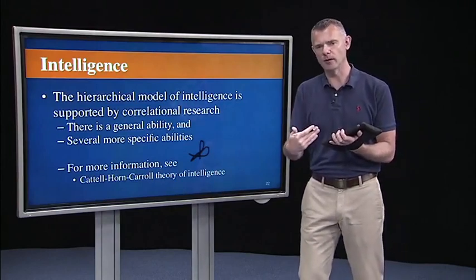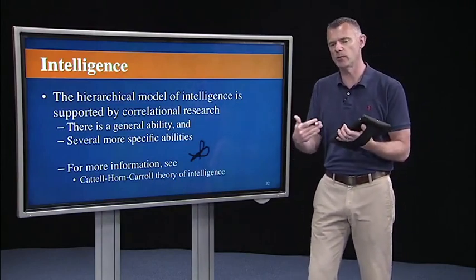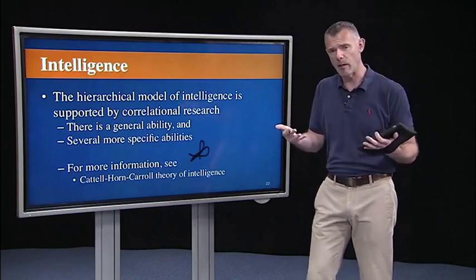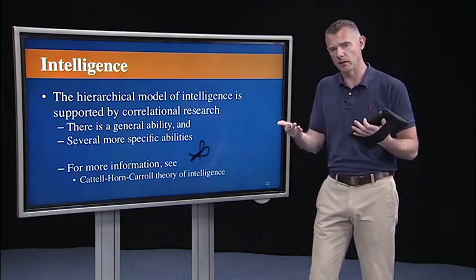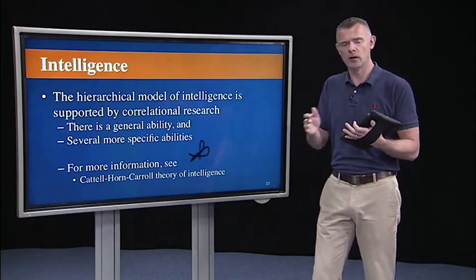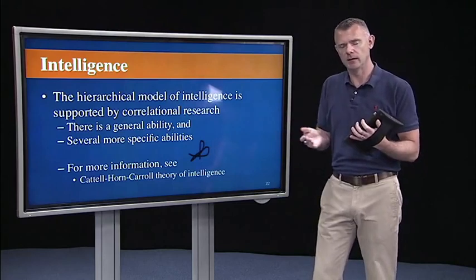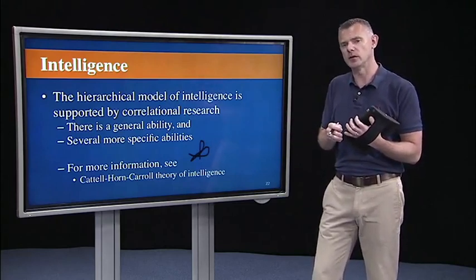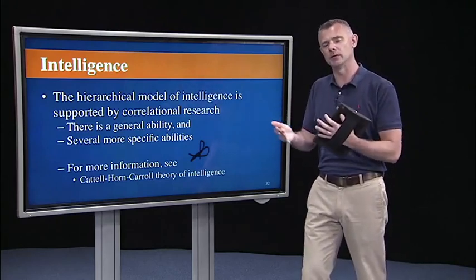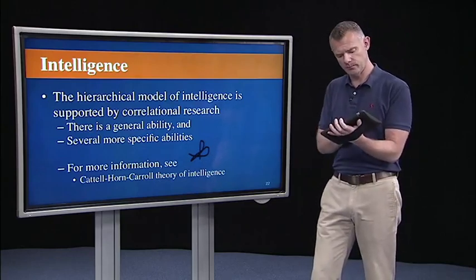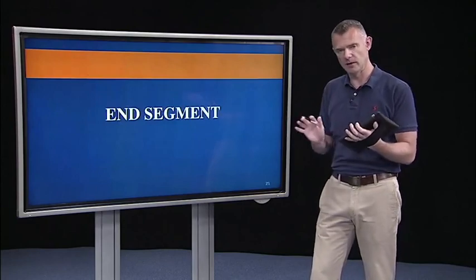Again, why is it the prominent theory of intelligence? Because it's supported by years of correlational research, looking at patterns of correlations among lots of different test scores. No experimental research per se. We're not manipulating anything in those studies. We're just looking at the patterns of correlations across test scores or task scores. And that's the end of that segment.